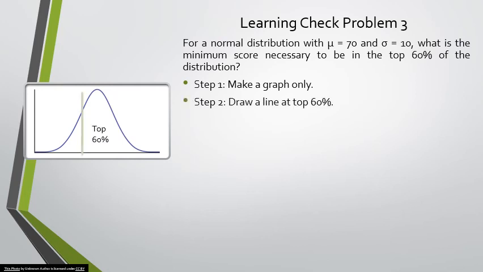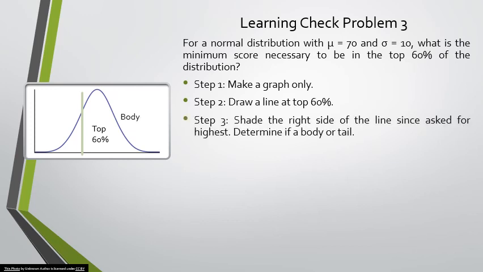Draw a line at the top 60%. Remember, you're going to start on the far right because it's at the top, meaning far right, and you're going to move your pencil to the left. You're going to go past the 50% mark and a little bit more because the top 60% is what we're after. You're going to shade the right side of that line since it asks for the highest portion, or the top 60%. And this is going to be a body because it does include the mean, or the very top of the curve there.